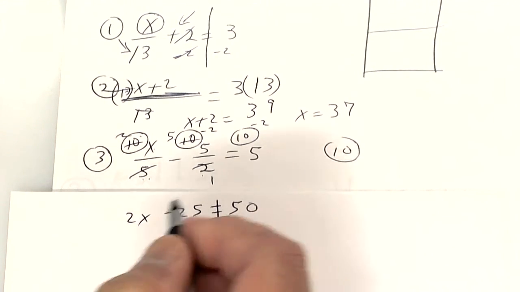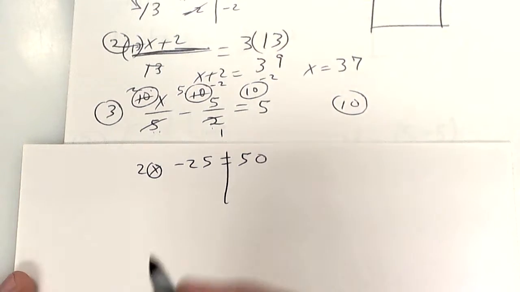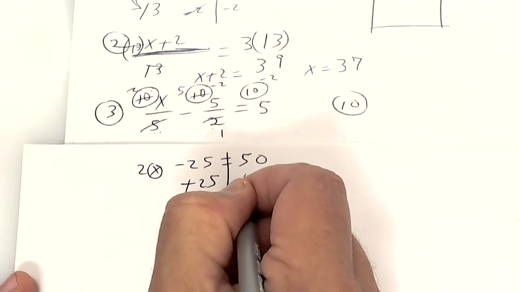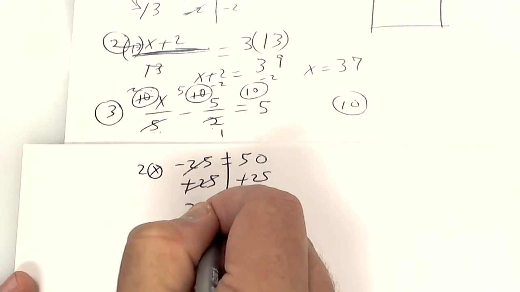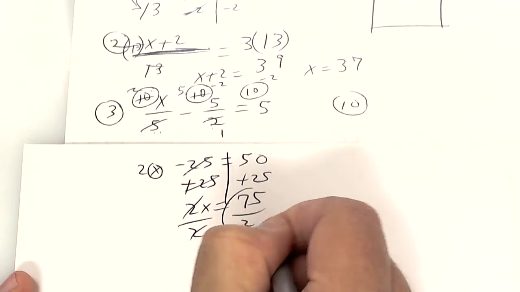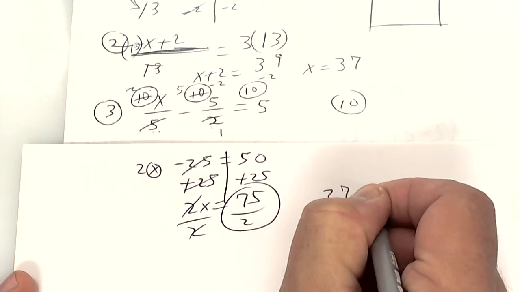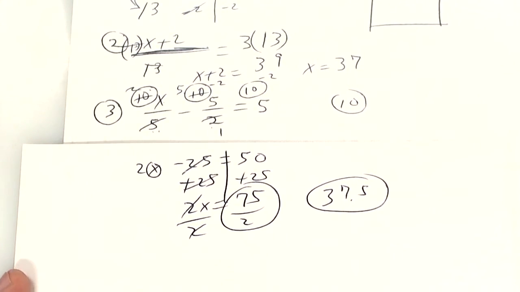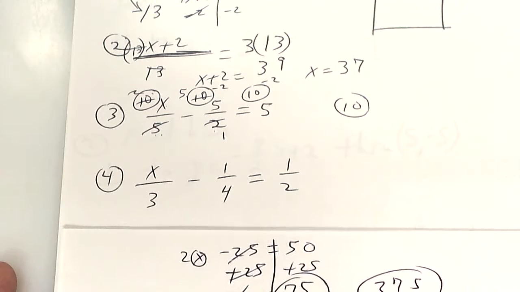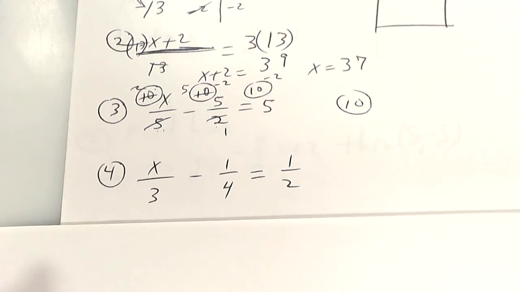So now you have a two-step equation. Draw your line, circle your variable. And so what you want to do here is add 25 to both sides. So you get 2x is equal to 75 divided by 2. And whatever that is your answer. Half of 70 is 35, so I guess it's 37.5. You can check it on your calculator. Okay? All right, this last one, what you do here is you put them all together.